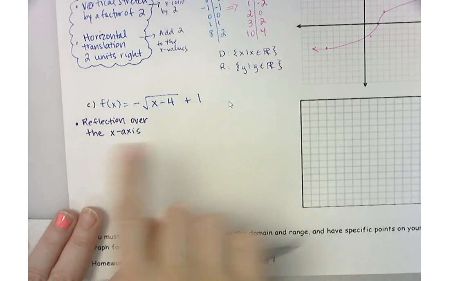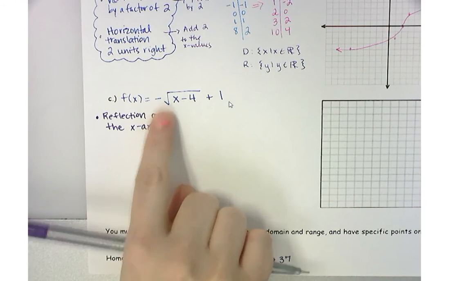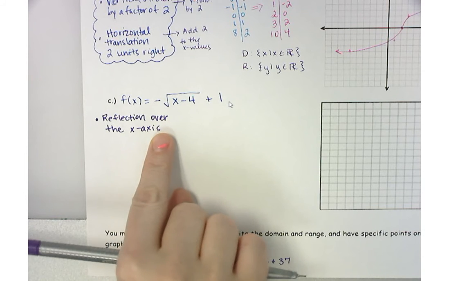Okay, and then the last one, Gigi, what's the last one going to be? What do you think? It's a vertical translation of 1 unit up. Yes.